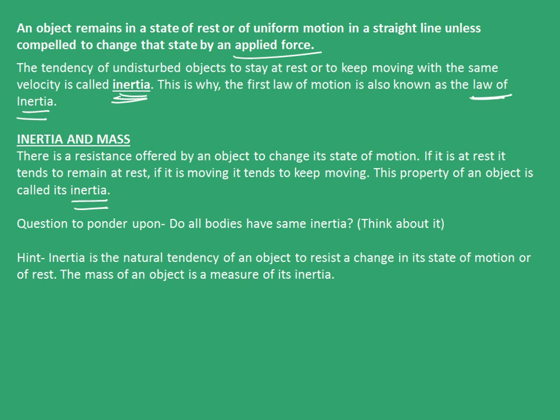We can easily correlate inertia with our day-to-day life. When we are traveling in a bus and the brakes are suddenly applied, we tend to fall in the forward direction. This is because of inertia. What happens is, while moving, our body is moving at the same velocity as that of the bus. Now, as soon as the brakes are applied, our body, due to inertia, tries to maintain that speed. But as the bus stops, we fall forward.